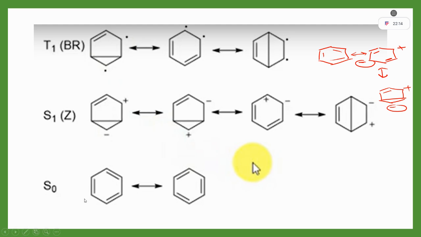Let me explain from the start. This is your S0 state, that is the ground state. This is your S1, the singlet excited state of benzene, in which they are writing it in zwitterionic form. And the third one is your triplet excited state, in which charges are not there but biradicals are. BR means biradical. They are doing the same thing which we are doing here, but in terms of radicals. And this is your famous Dewar benzene.